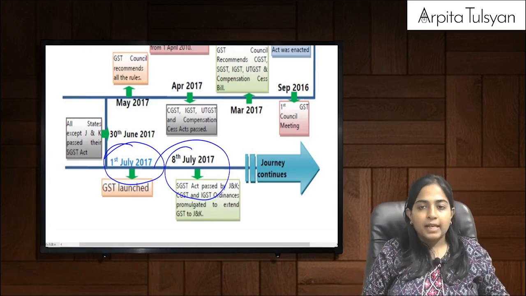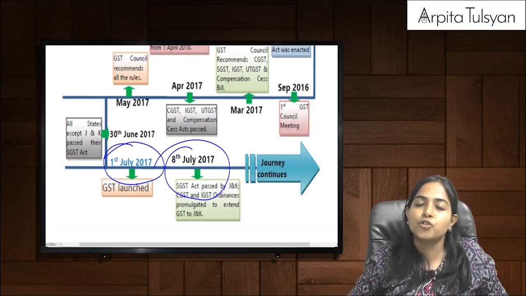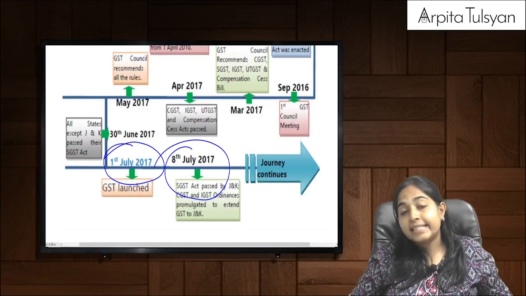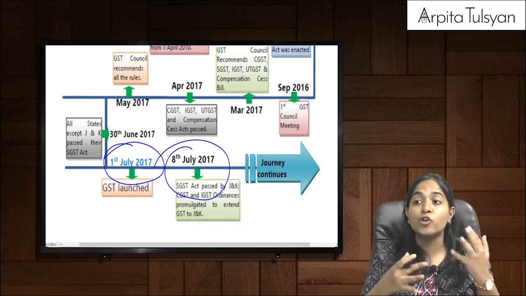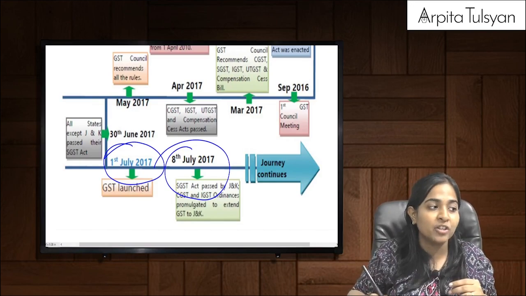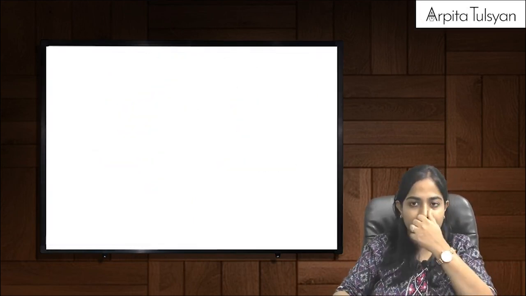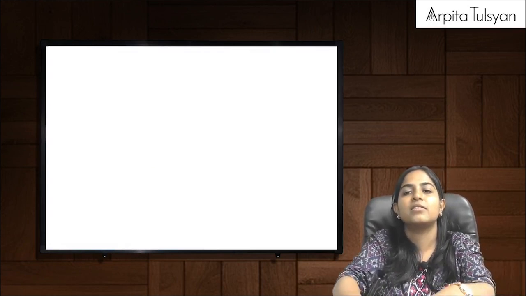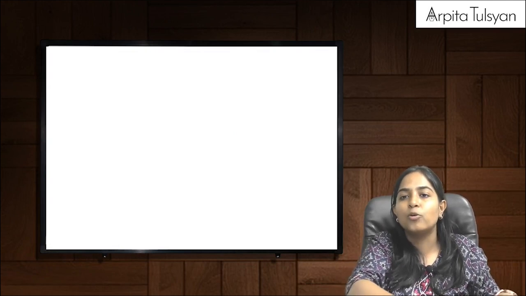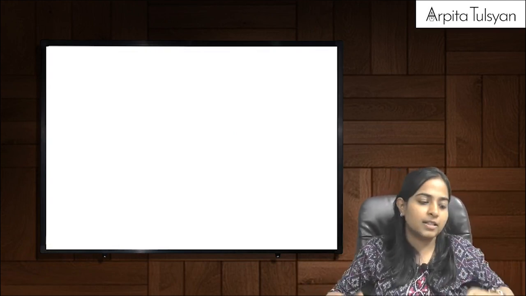Okay. Now, since all these things started from 1st July 2017, let's try to understand what all new laws or which all new acts came into picture after that. Okay, everyone here, just pay attention. Very, very simple, very, very basic things. Once all these things are done, then we can go to the calculations. I'll show you the calculations and all those things.